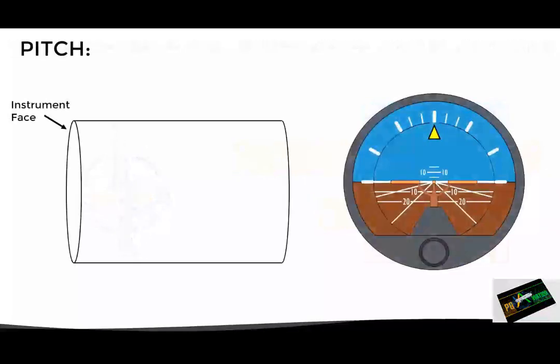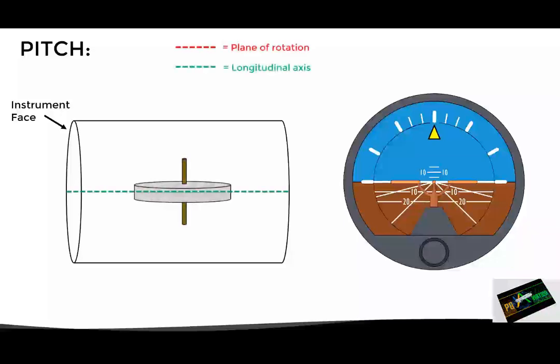Let's now see how the pitch attitude is measured using this gyro. On the right side we have the instrument as the pilot would see it, while on the left side we see the instrument from the side. Inside we have the gyro, whose plane of rotation is parallel to the horizon. In this case, the instrument is indicating a pitch attitude of 0 degrees.